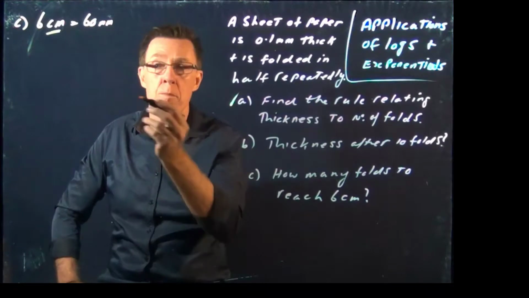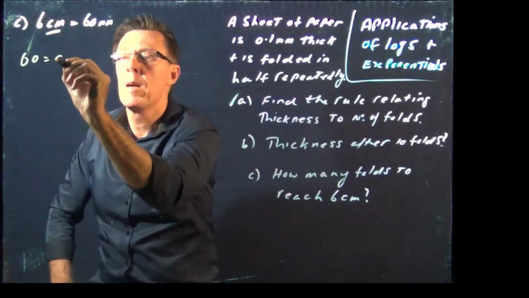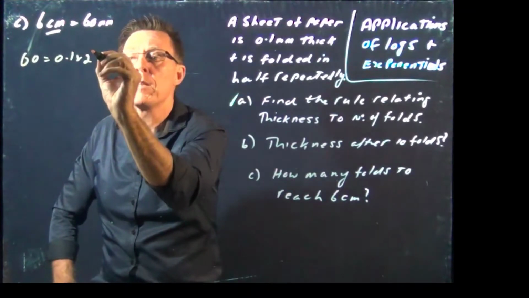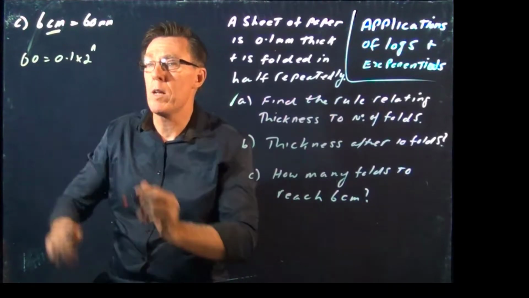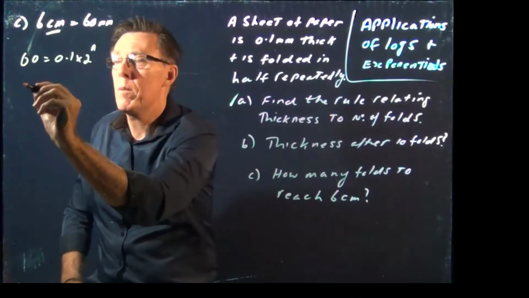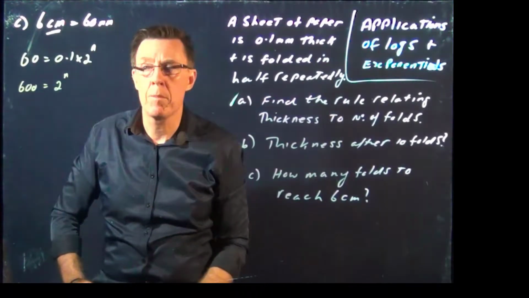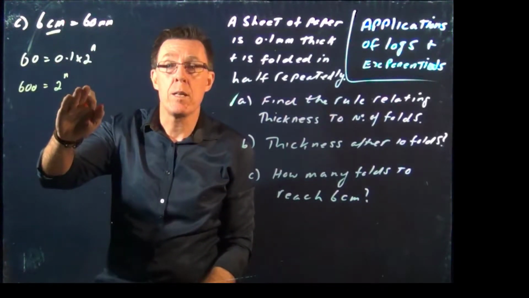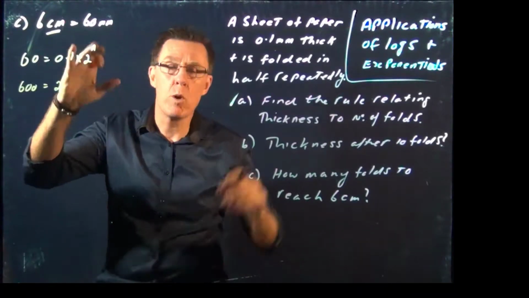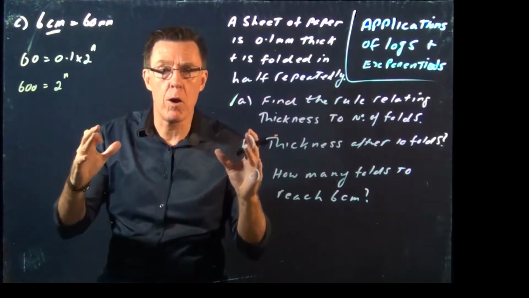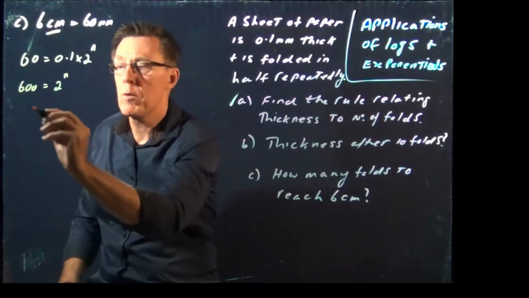So I can now go through and use my rule. So the thickness I know to be 60 mil. The rule is 0.1 times growth factor to the power of n. N is what I don't know. So rearrange that now, divide both sides by 0.1. Now I have my unknown up here in the index line. Whenever you have an unknown in the index line, warning bells need to go off in your head. That's a surefire way of knowing you need to use logarithms. I need to take logs of both sides.